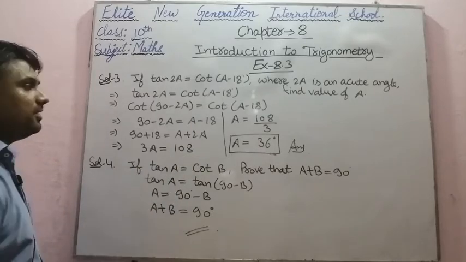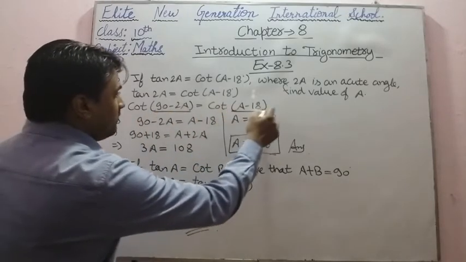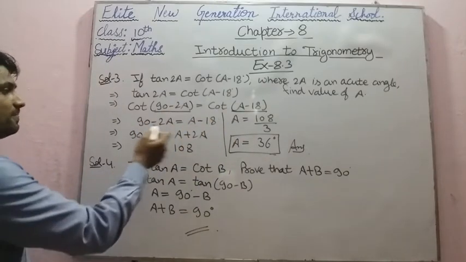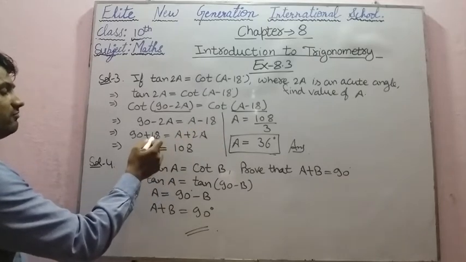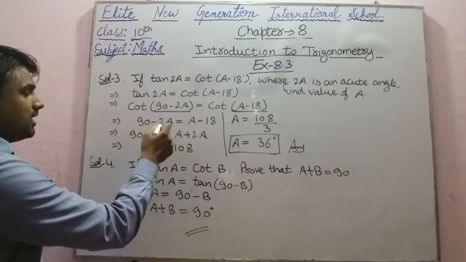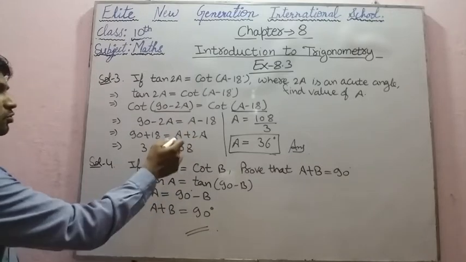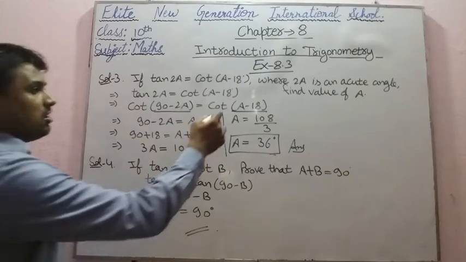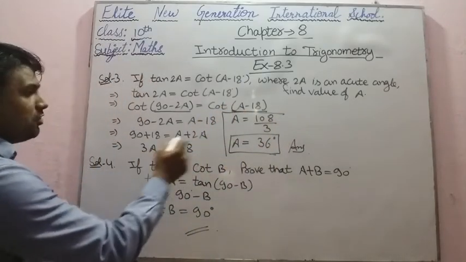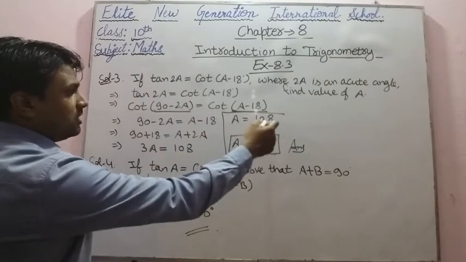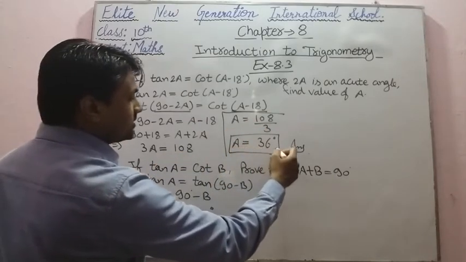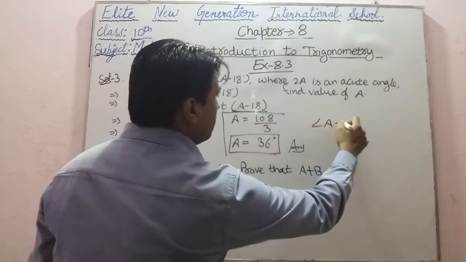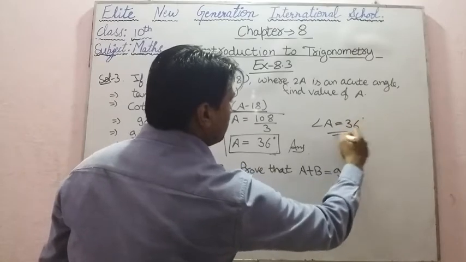Now after this, by comparing these angles, it will be 90 minus 2a equals a minus 18. So here 90 plus 18 will come, and a minus 2a becomes a plus 2a. So a plus 2a will be 3a equals 90 plus 18, which is 108. Now the value of a will be 108 upon 3. So the value of a will become 36 degrees. So we can say that angle A equals 36 degrees. This will be the answer.